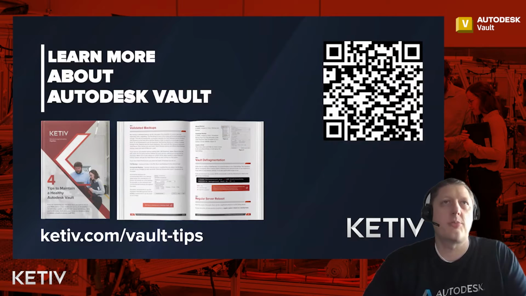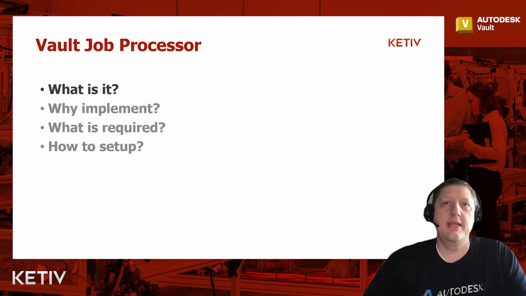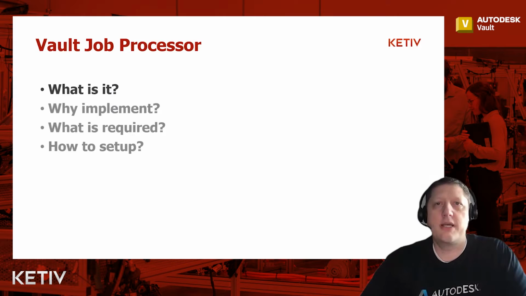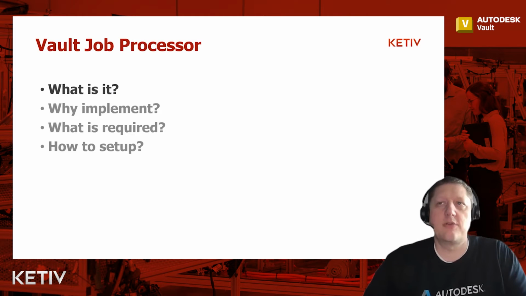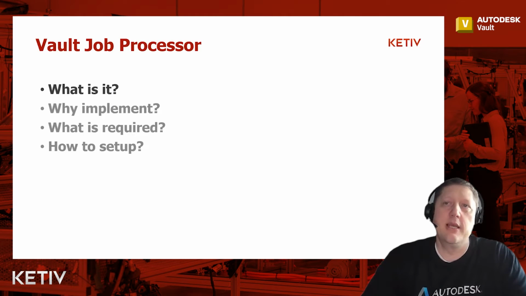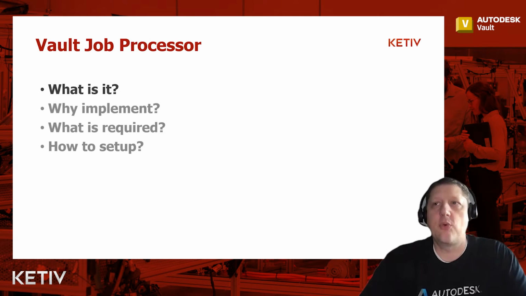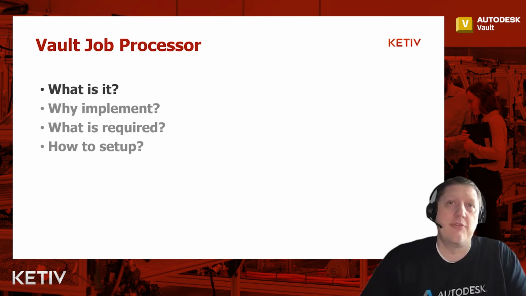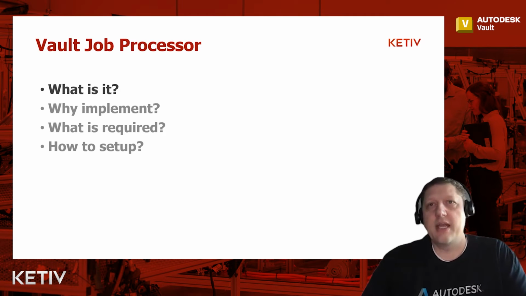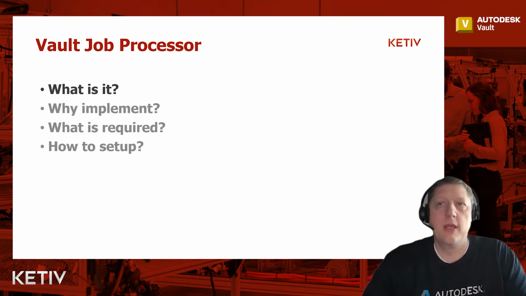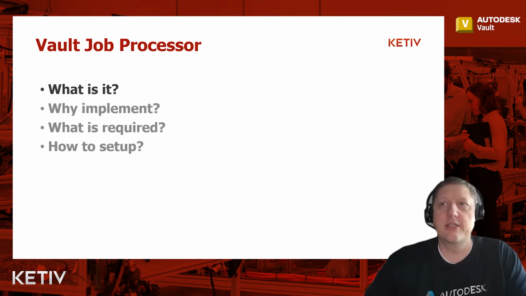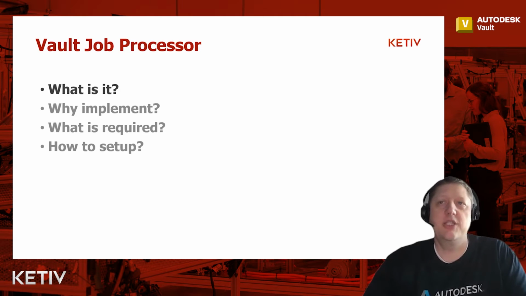So let's talk about Job Processor. What is it? The Autodesk Vault Job Processor is a background service that automates tasks such as creating PDFs, converting files, synchronizing properties, and handling lifecycle state changes within Autodesk Vault. When a user performs an action like releasing a file or checking it in, a job is added to the job queue. The job processor monitors the queue and executes jobs in order, offloading resource-intensive tasks to a dedicated machine to improve performance and efficiency.